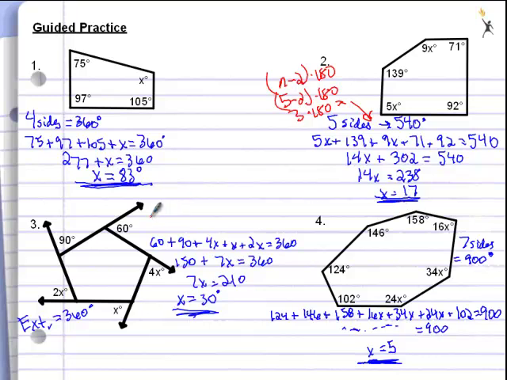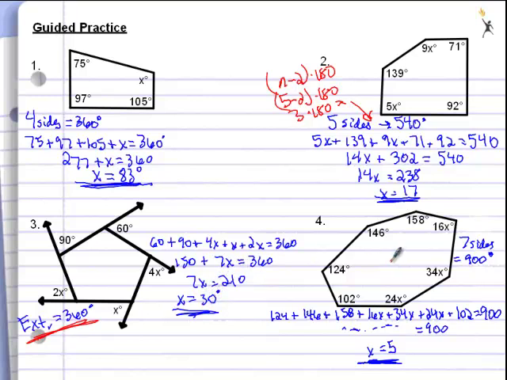You go down to number 3. Now number 3 is different than the other ones because it deals with exterior angles. So I started over here by saying exterior angles equal 360. Then I come over here and I write all my exterior angles, add them up and make it equal 360. Combine my like terms to get 150 plus 7x equals 360. We subtract 150, then divide by 7 and we get x equals 30.